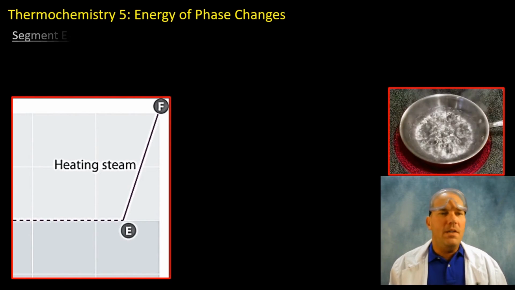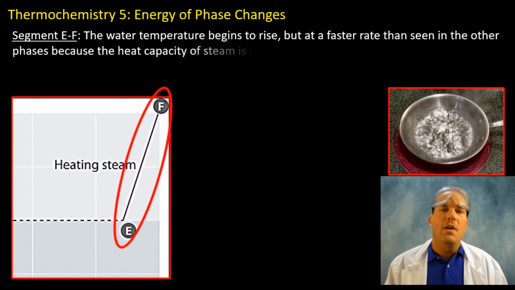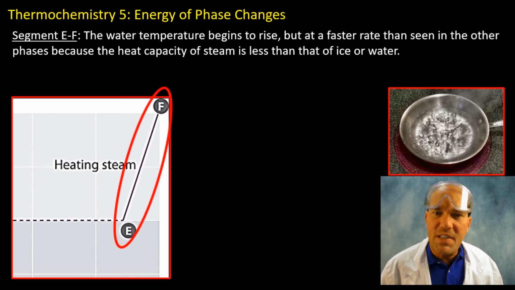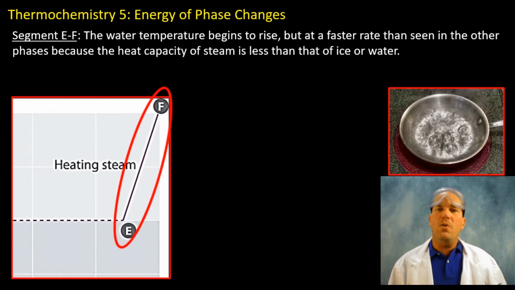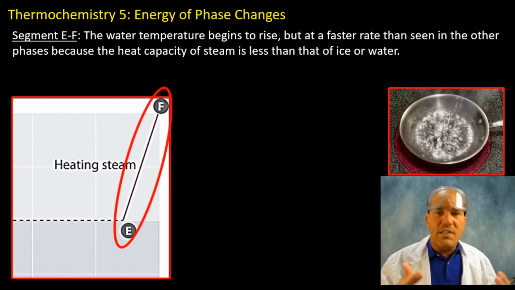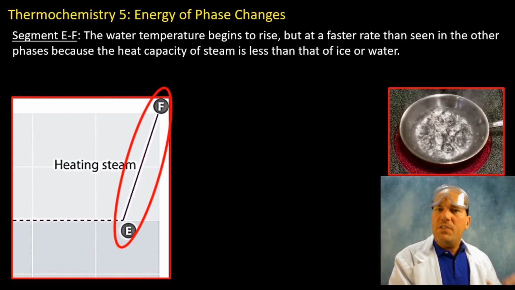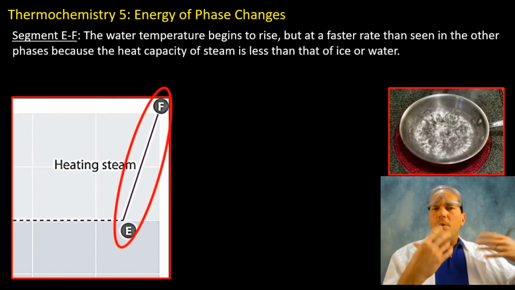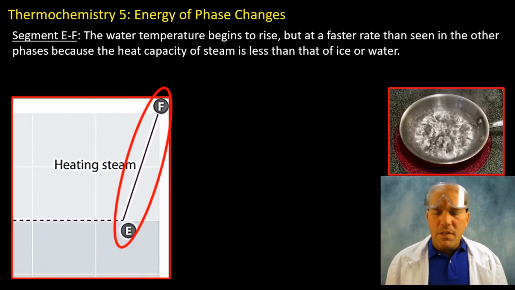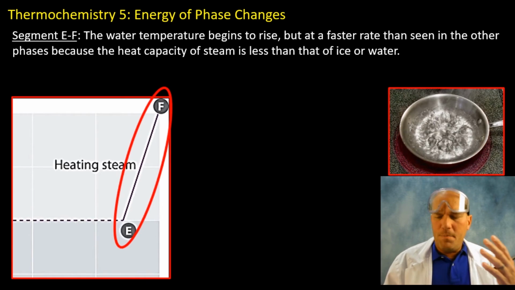Now we can look at segment E to F. Segment E to F is where the water temperature again begins to rise. So this is another heating segment. But notice it's occurring at a faster rate than the other two segments. In other words, the slope of this line is greater than both of the other slopes. Slope 1 was where we were heating up ice. Slope 2 was where we were heating up water. Slope 3, from E to F, is where we are now heating up the steam.